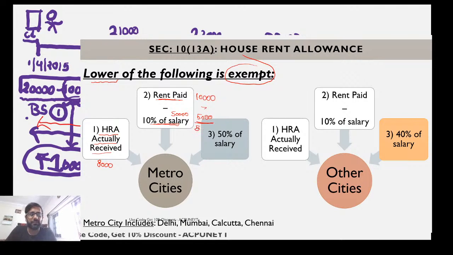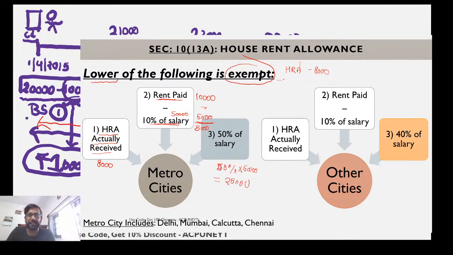10,000 minus 5,000, so 5,000 can be exempt, or 50% of salary. 50% of 50,000 is 25,000. Whichever is lower is going to be exempt. Is it clear? So total HRA you have received is 8,000.